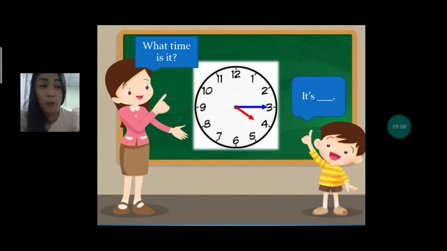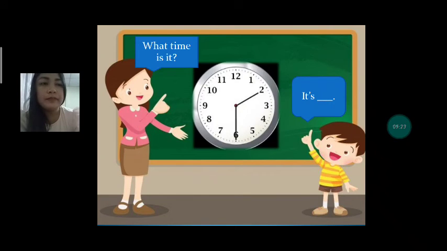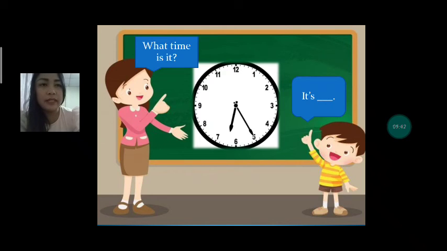The short hand is pointing to number 4 and the long hand is pointing to number 3. Again, let's count by 5: 5, 10, 15. So what time is it? It's 4:15. Very good. The short hand is pointing to number 2 and the long hand is pointing to number 6. So what time is it? Very good. It's 2:30. Again, what time is it? It's 2:30.